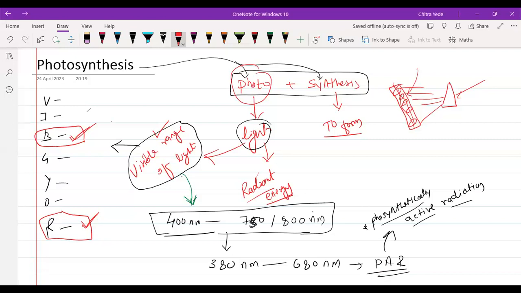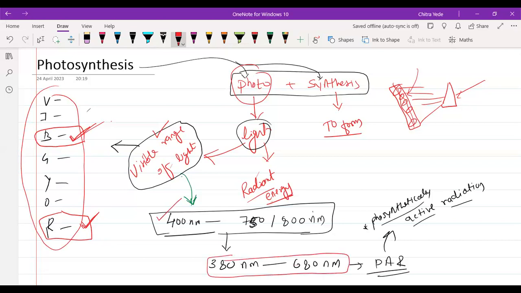Yes, sir. Okay. So the visible range of light contains all these seven colors, and out of the seven colors, blue color and red color light is responsible. 80 nanometer light is called PAR, photosynthetically active radiation. Okay, so these are the very important key points we already went through here. Take a screenshot, everyone.